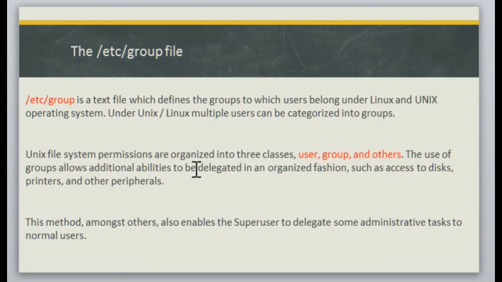Let's look at the /etc/group file. This is a text file which defines the groups to which users belong under Linux and Unix operating systems. So under Unix Linux, multiple users can be categorized into groups. Unix file system permissions are organized into three classes: user, group, and others, which we've looked at. The use of groups allows traditional abilities to be delegated in an organized fashion, such as access to disks, printers, and other peripherals. So this method, among others, also enables a super user to delegate some administrative tasks to normal users.